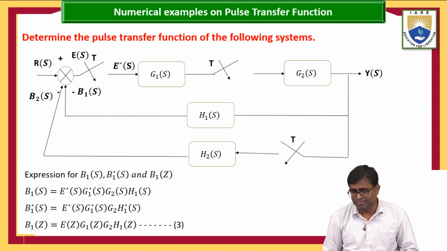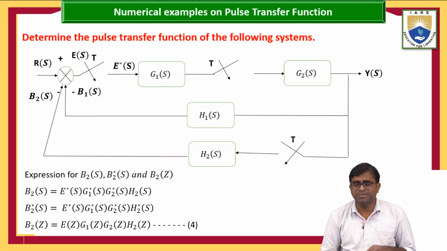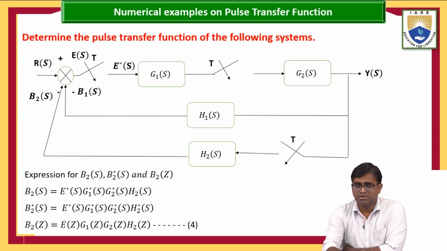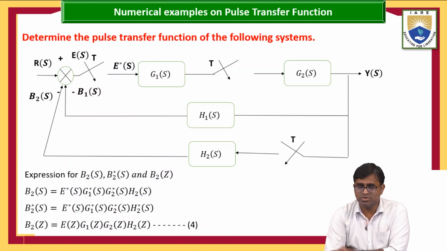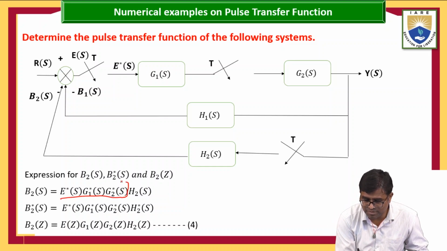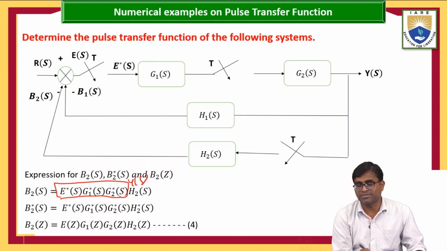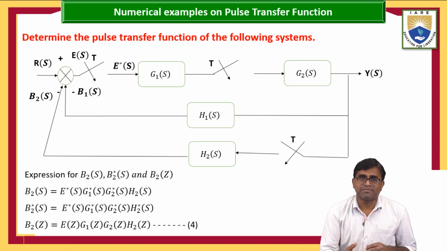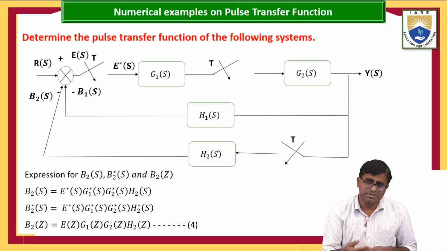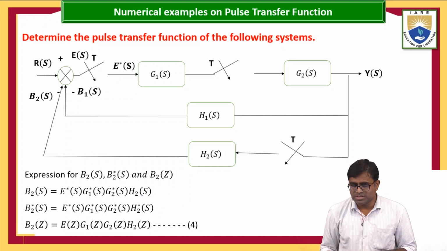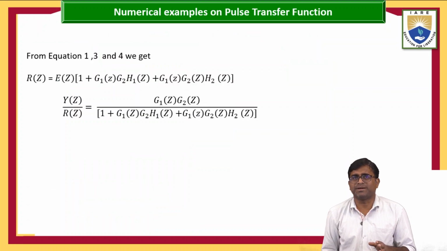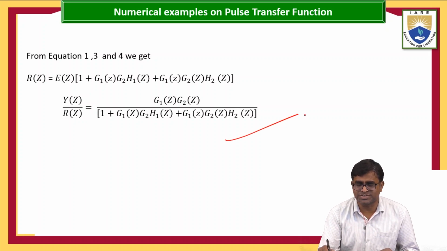Same procedure I am going to follow. Coming to the fourth one, that is for feedback 2: B2 of S equals this Y of S into H2 of S. After that, star Laplace and Z transform. So for the equations, the first equation is for only the forward path, the third equation is the first feedback path, and the fourth equation is the second feedback path. From that, we got this transformation.